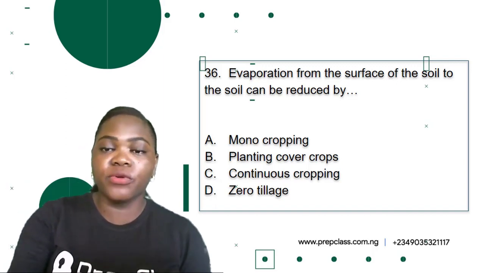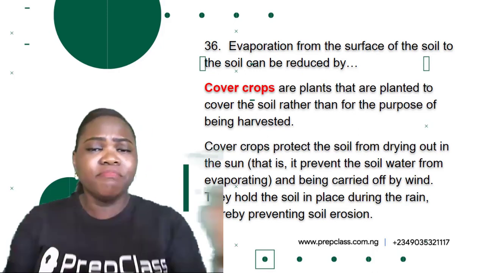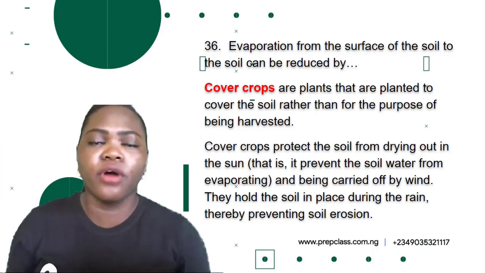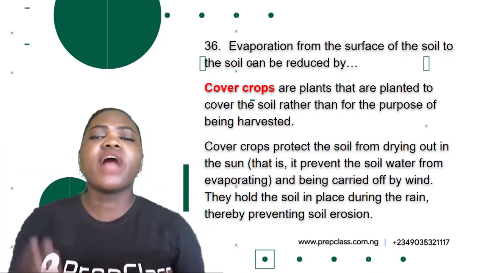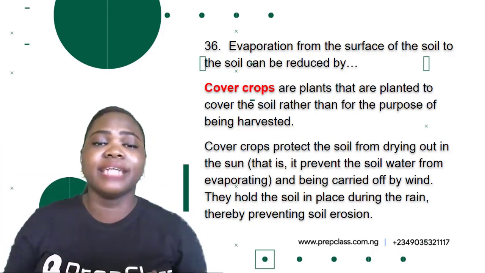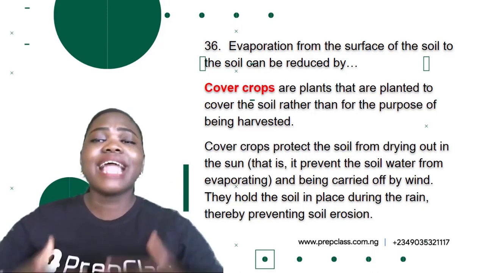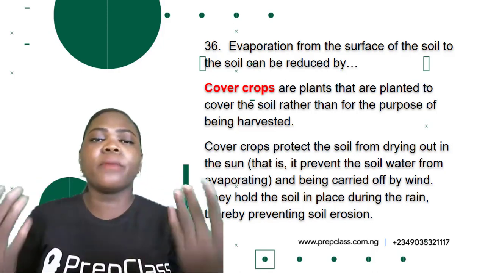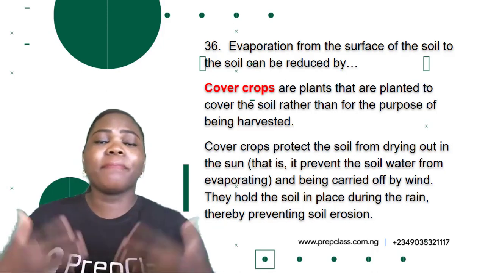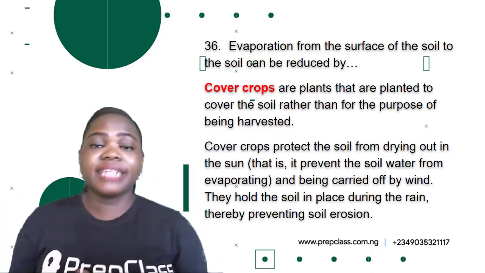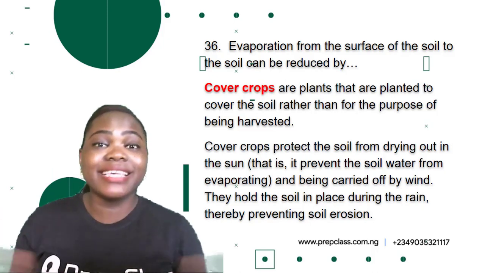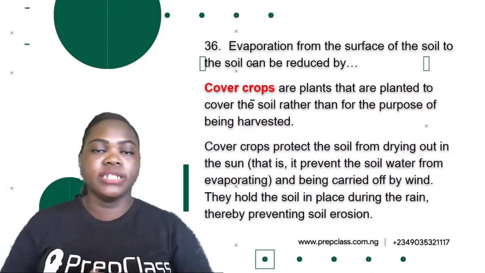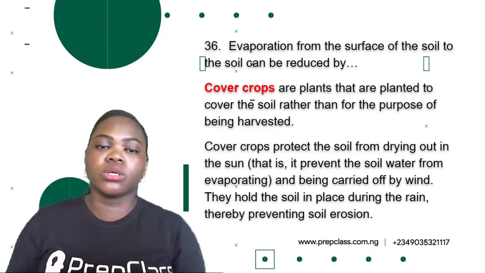So how can evaporation from the surface of the soil be reduced? This can be reduced by planting cover crops. What are cover crops? Cover crops are plants that are planted to cover the soil rather than for the purpose of being harvested. Okay, these crops are not planted for consumption, rather they are planted to cover the soil. Examples of these crops are grasses, legumes, and so on. Okay, so they are used to cover the soil, not necessarily for consumption.